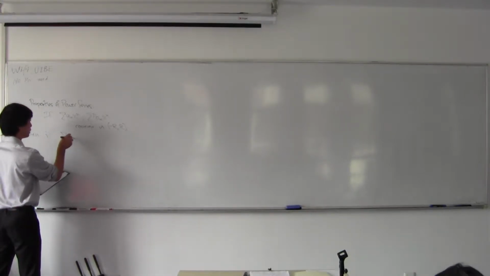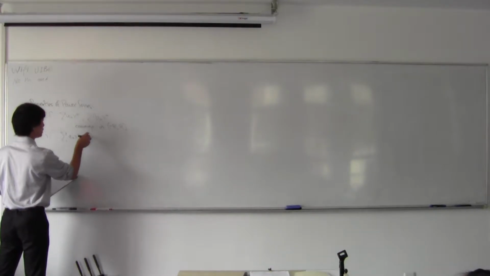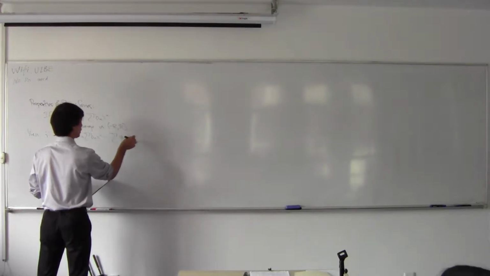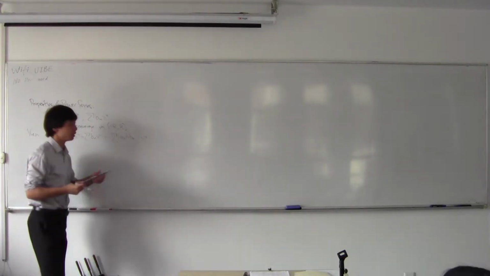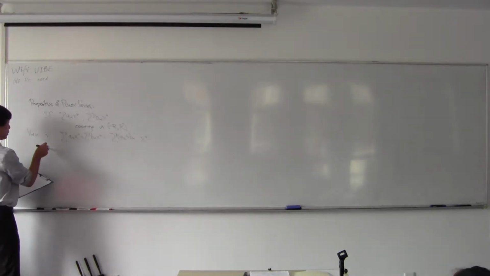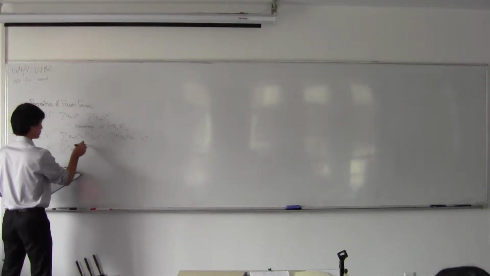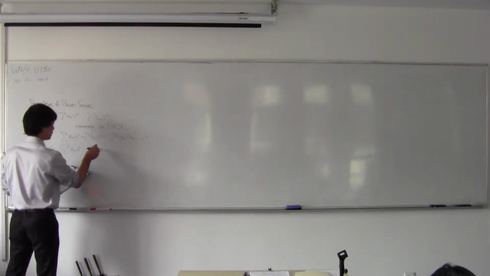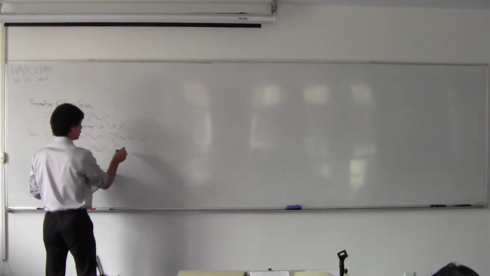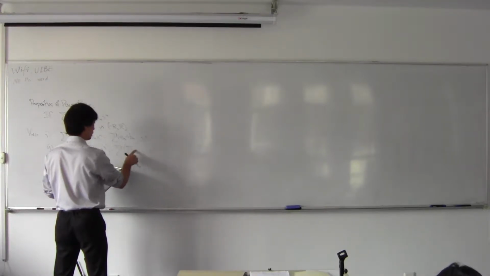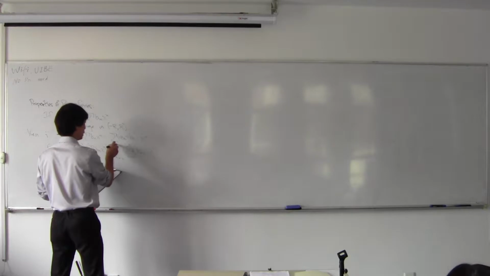If you sum the power series, then you get a new power series whose coefficients are the sums. If you multiply two power series, then you get a new power series where the coefficients are this sort of complicated thing, the sum of a sub k, b sub n minus k, k from 0 to n, n from 0 to infinity.